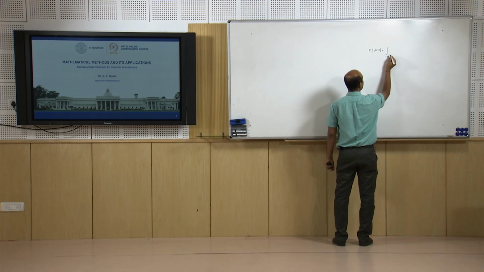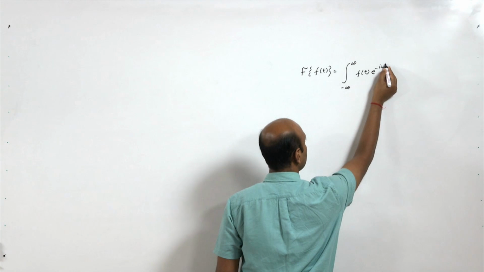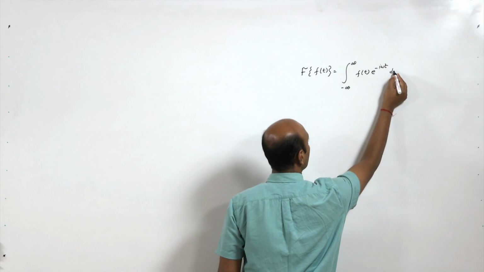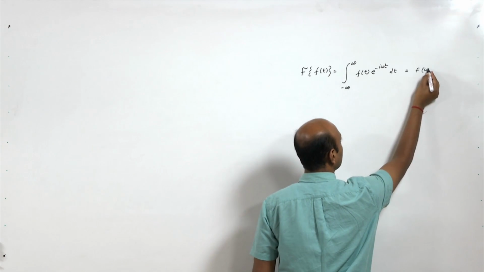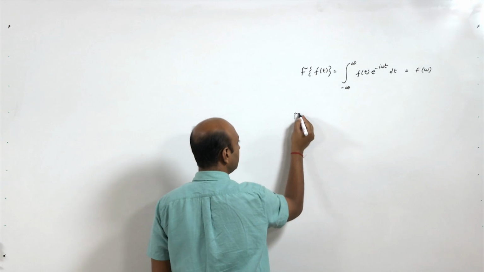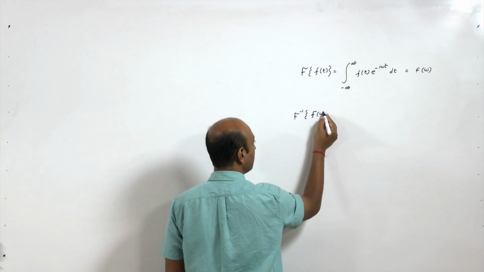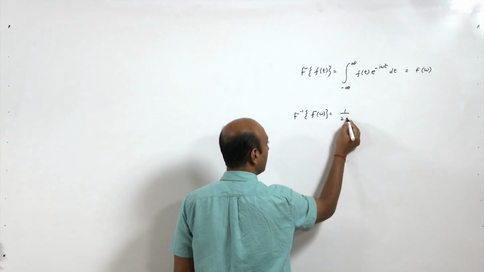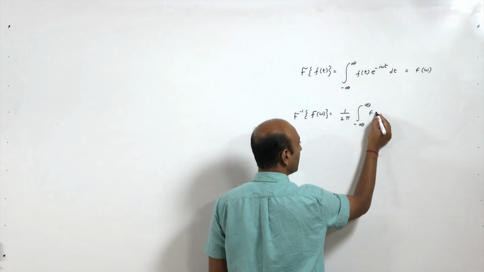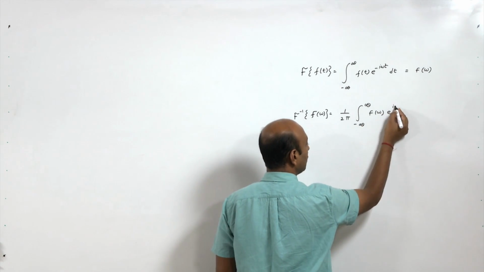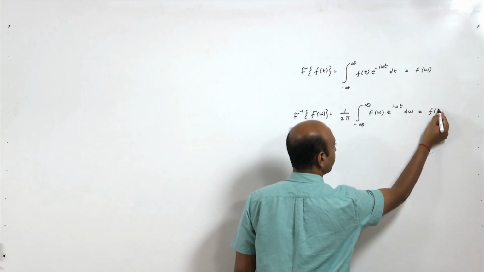integral from minus infinity to plus infinity f(t) e to the power minus iωt dt, and we are calling it F(ω), a function of ω. And the inverse Fourier transform of F(ω) is given by 1 upon 2π integral from minus infinity to plus infinity F(ω) e to the power iωt dω, which is nothing but f(t).